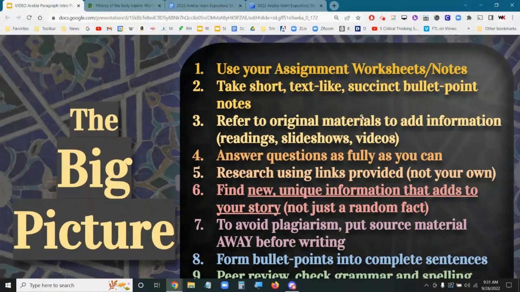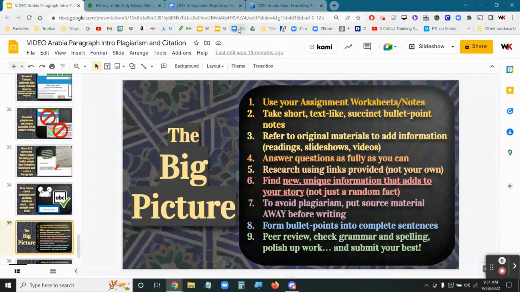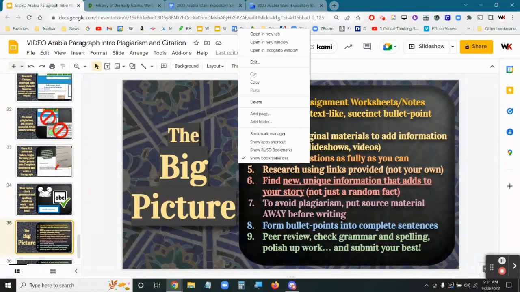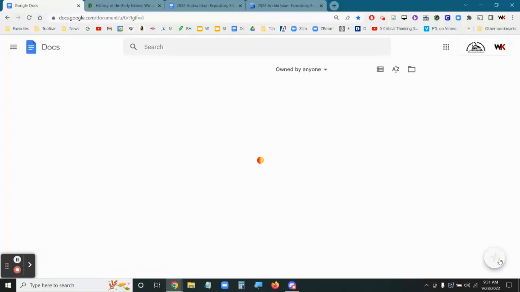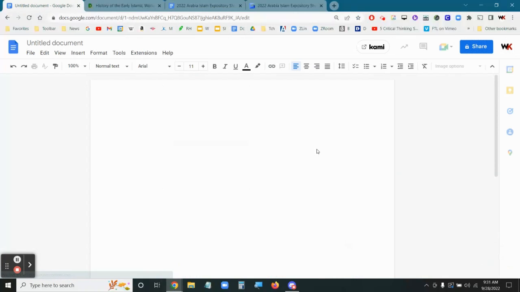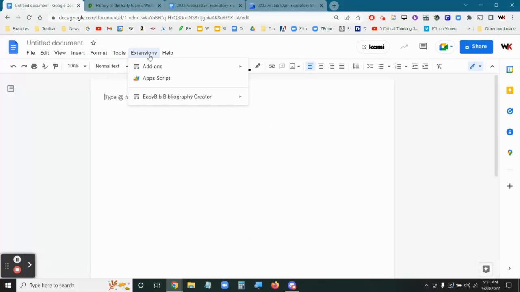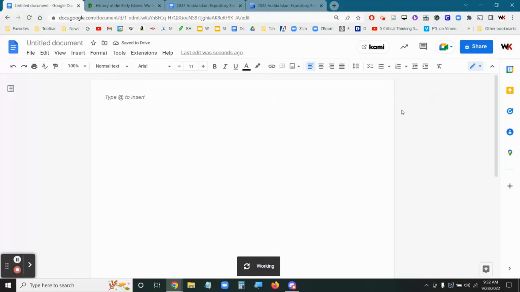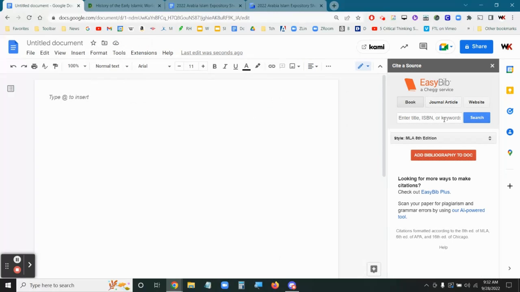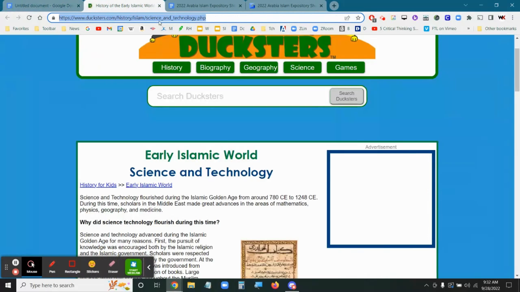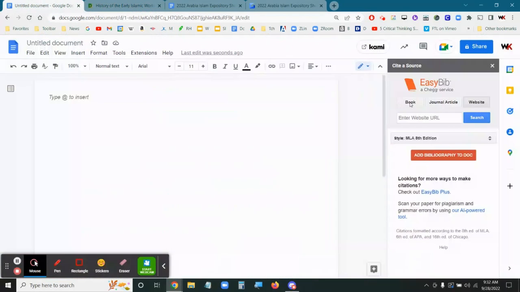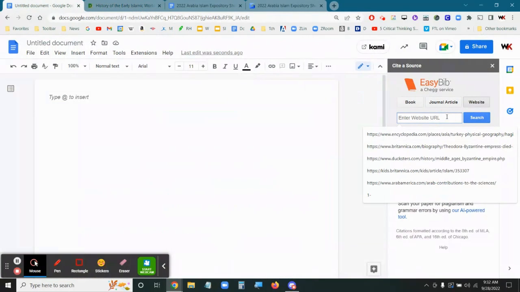The last thing I want to show you how to do here is to create a citation. So I'm going to go ahead and click on the Google Docs and then click on a new Google Doc assignment. And once you have EasyBib installed, and remember, there's a video on how to do that, you go to EasyBib Bibliography Creator, then Manage Bibliography, and it's going to bring up a window over here. And you're going to cite a website. I'm going to get mine from Ducksters, my URL, and I'm going to paste that in there.